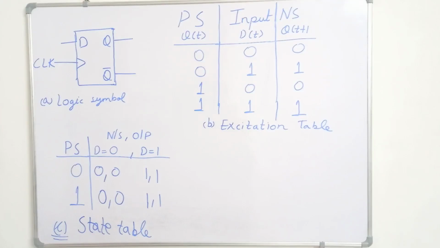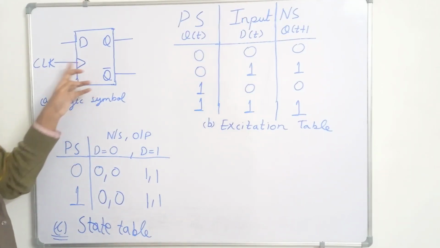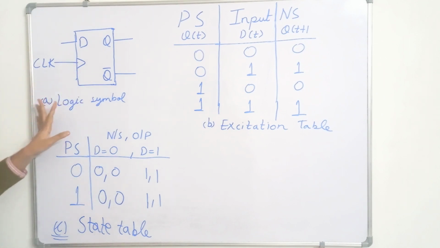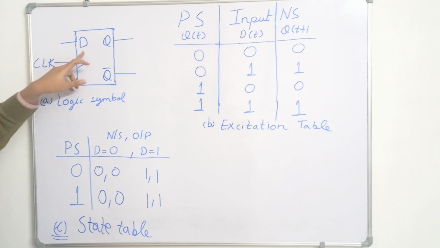In this video, we will look at the implementation of D flip-flop using Mealy machine. So this is the logic symbol of a D flip-flop. This is the input D. This is the clock signal. It has two outputs Q and Q bar.